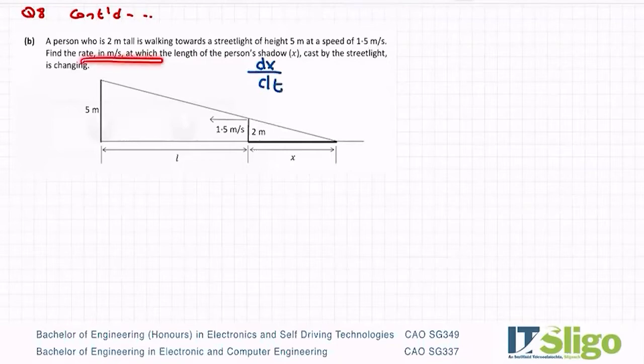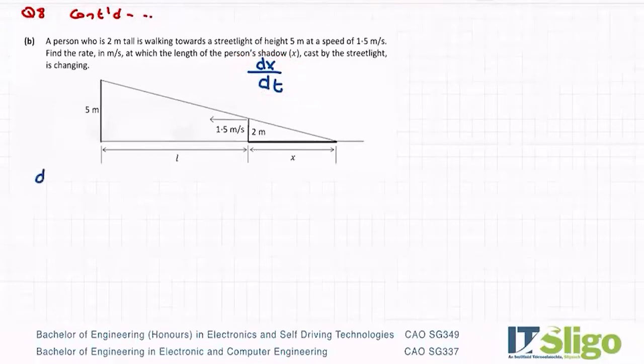When you're asked to find a rate of change, rates of change are normally with respect to time, unless they actually specify that there's a relationship between two variables and one is changing because of another. But when they just say find the rate of change, it's with respect to time. So that's what we've defined: dx/dt.